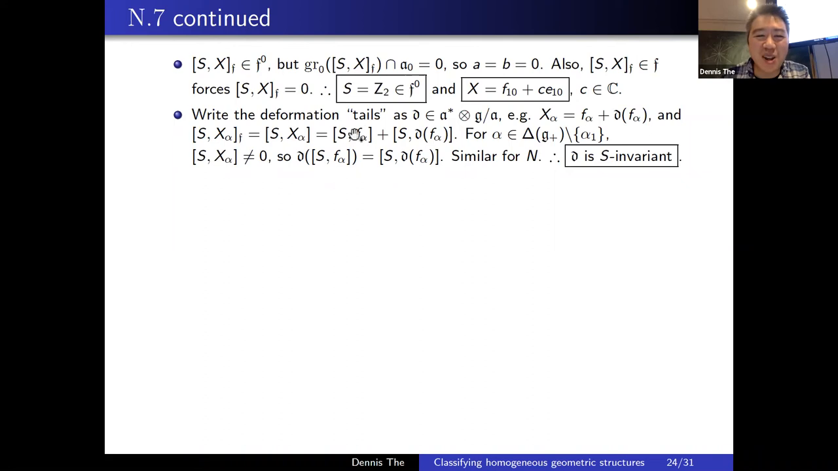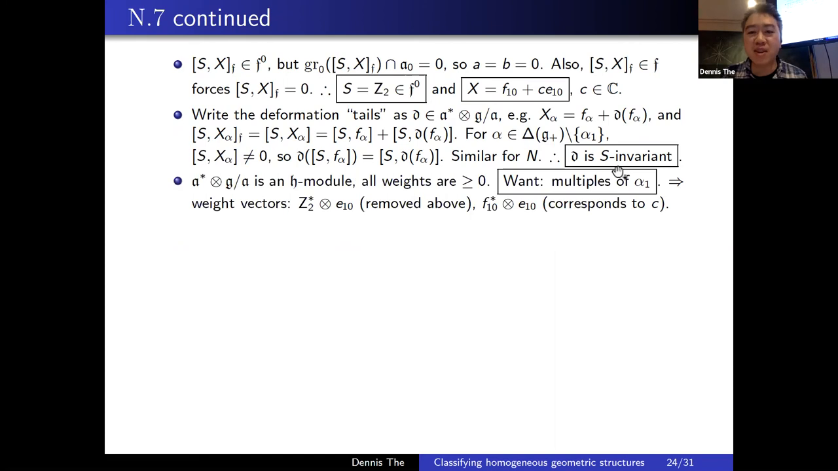The tail is defined as, you have this leading part and then the tail is delta, this function of the leading part. So I'm basically writing the tail as a graph. Okay, so this tail part satisfies this nice condition. In other words, it's telling me that this function is S invariant. And this puts a heavy constraint on what sort of tails can exist.